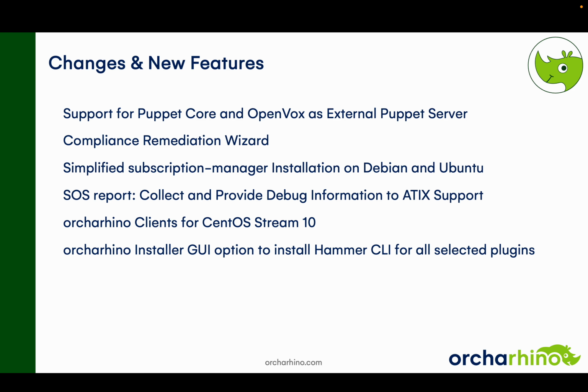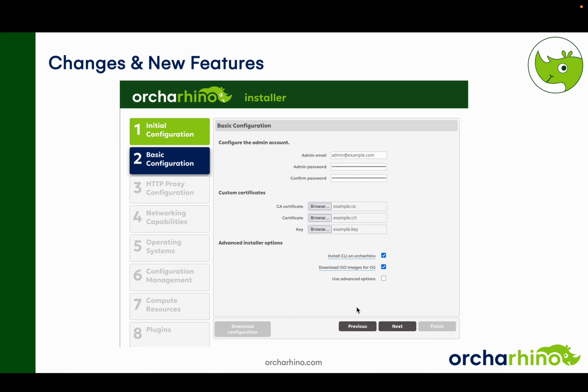The next new feature concerns fresh installations. The Orcharhino installer GUI now provides the option to install the Hammer CLI plugins for all selected plugins. Let's have a look at how it looks. So here you can see a screenshot of an Orcharhino installation, advanced installer options, and you see here the checkbox Install CLI on Orcharhino. When checked, for all selected plugins, the Hammer CLI will be installed as well.